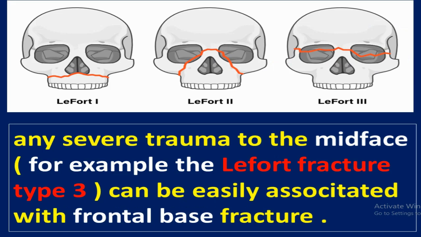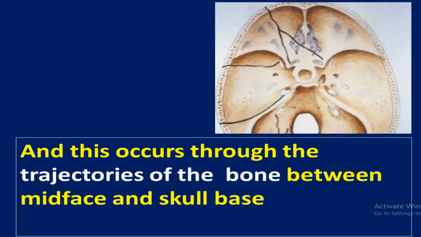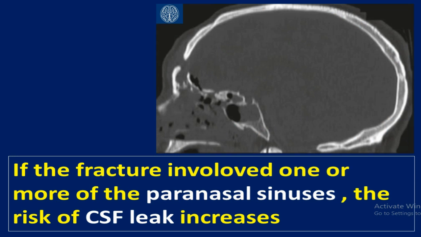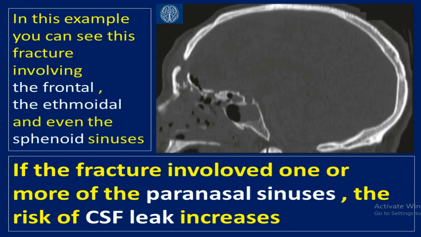Any severe trauma to the midface can be easily associated with frontal base fracture, and this occurs through the trajectories of the bone between the midface and the skull base. If the fracture involved one or more of the paranasal sinuses, the risk of CSF leak increases. In this example, you see the fracture involving the frontal, the ethmoidal, and sphenoid sinuses.